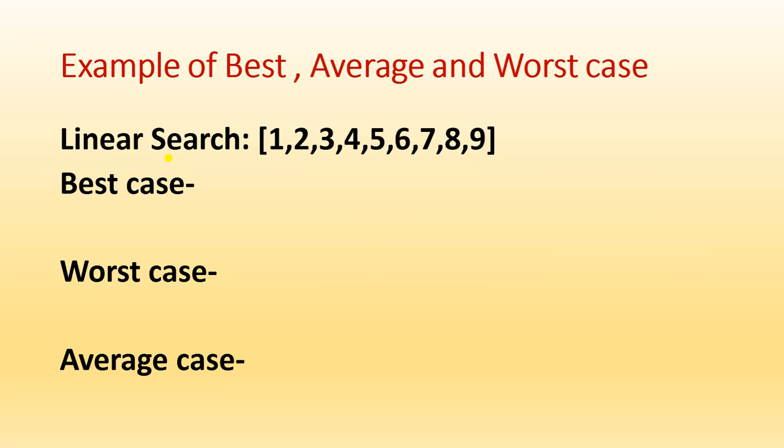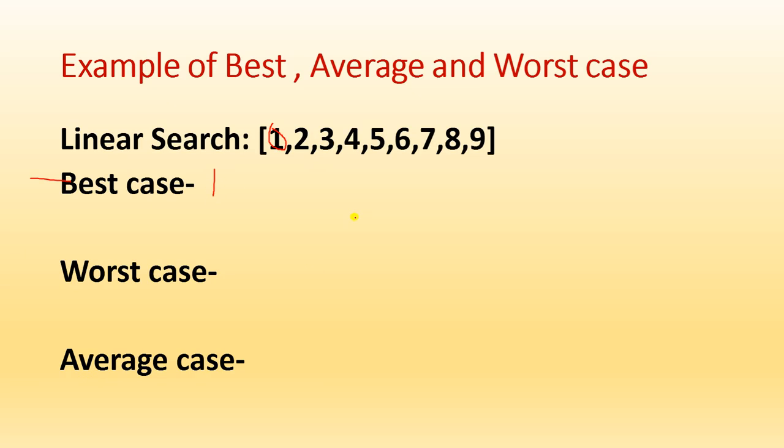Now the example of the best, average and worst case. This is linear search. In this linear search, the items are 1, 2, 3, 4, 5, 6, 7, 8, 9. First, if we talk about the best case, suppose you want to search for the element 1 and this element is at the first position. It will be found at the first iteration. So the best case is 1.